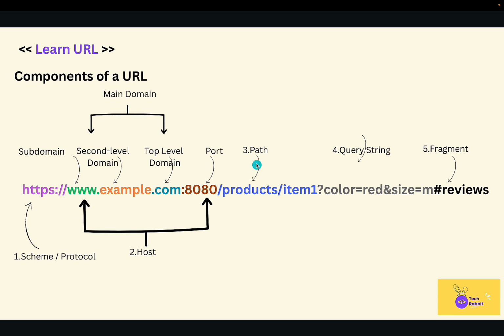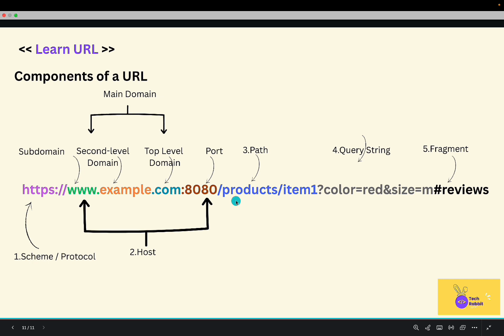The third section of the URL is path. Path points to a specific resource or page on the server, similar to a path on a computer. So path basically begins with a slash and then the path name. In this example, we have /products/items1, which is the name of the path.